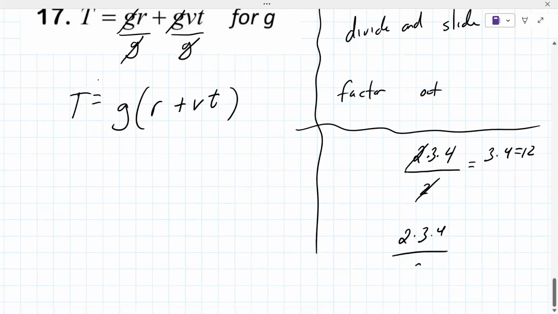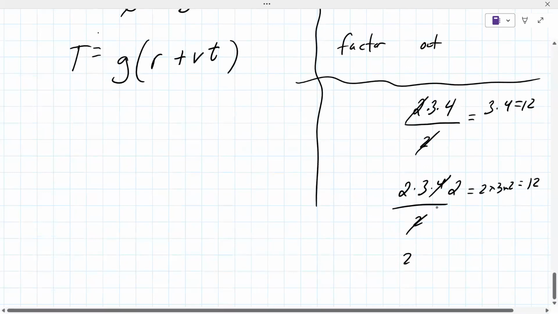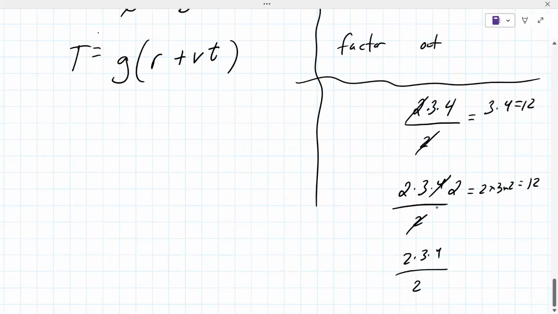Now let's do it differently. Let's divide the 4 by 2. What does that become? Two. And then 2 times 3 times 2 is 12. What you cannot do, and this is a good question, is cancel both, because then it becomes 3 times 2, which is 6, and that is not correct.